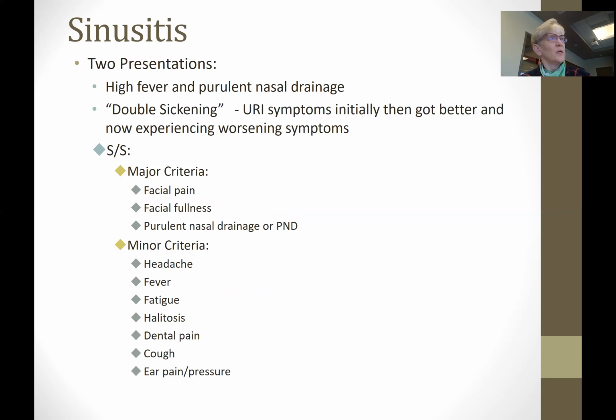This was me last Monday before I got a positive strep test. My face was killing me. So I think I had a sinus infection as well as strep. And that's what I thought I had.